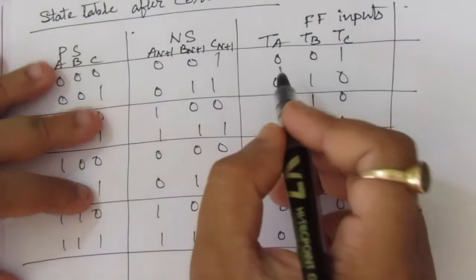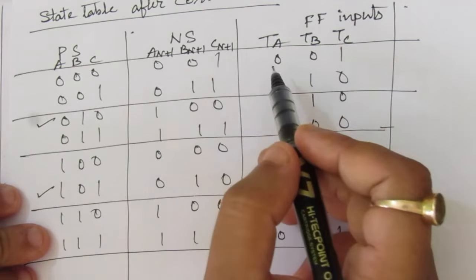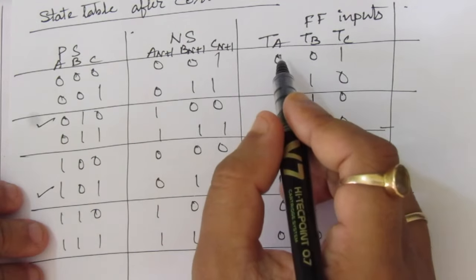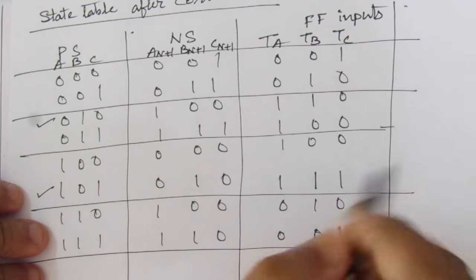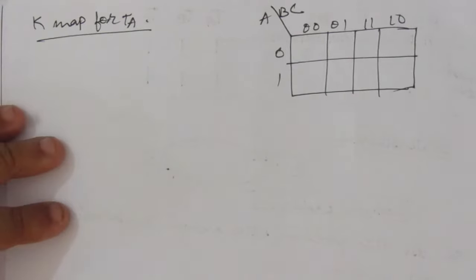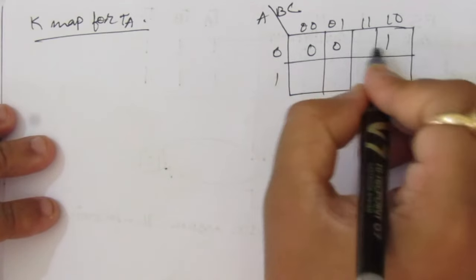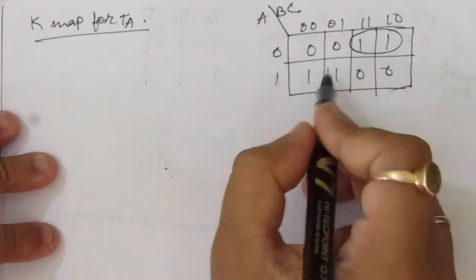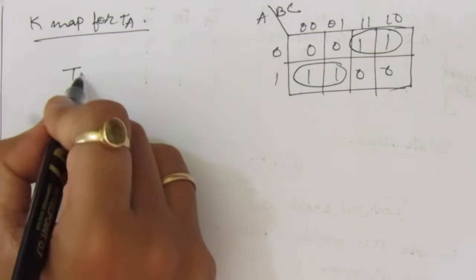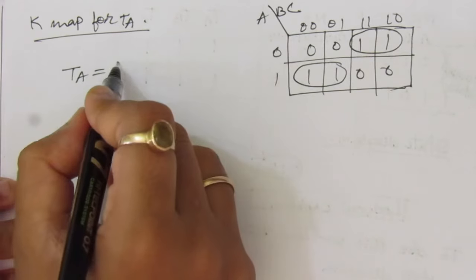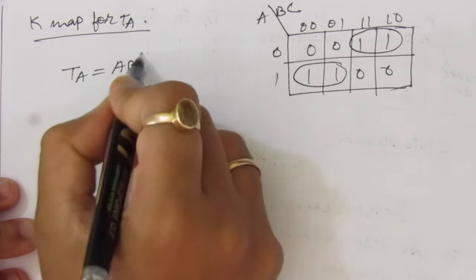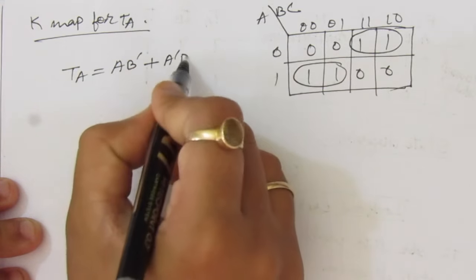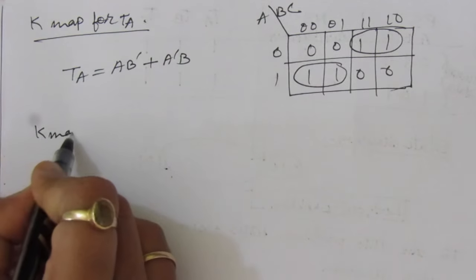Now here we have to fill up the modified TA values. Previously we considered some don't care conditions, but here we have these corrected values, that is 0 0 1 1 1 1 0 0. So this will be one term and this is the second term. So here we'll have TA is equal to, from this term we'll get A B bar, plus from this term we'll get A bar B.